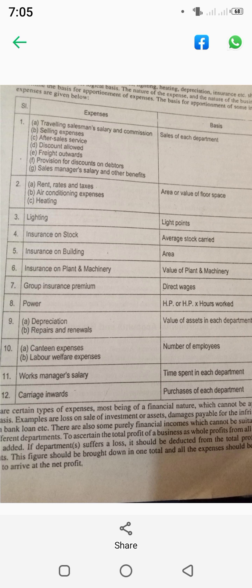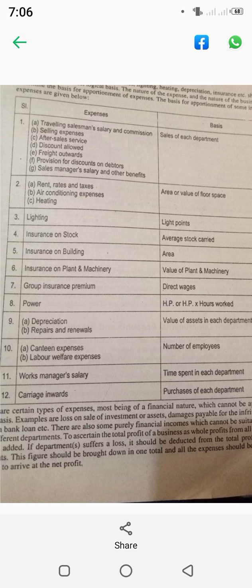Next one, insurance on stock. How do we distribute insurance on stock? You are paying insurance expense on the basis of stock. That's the reason average stock. You will distribute insurance on stock on the basis of average stock carried by that department.